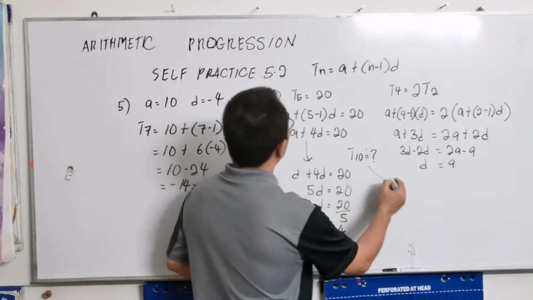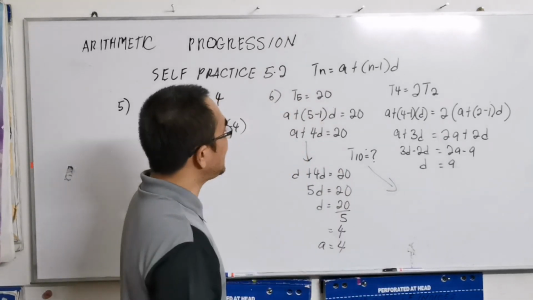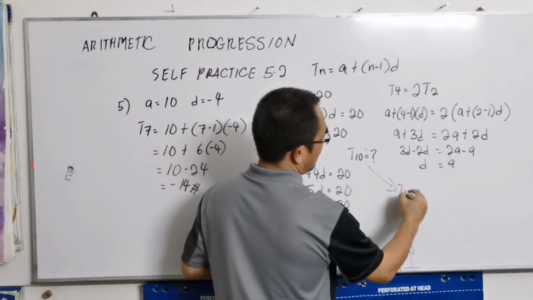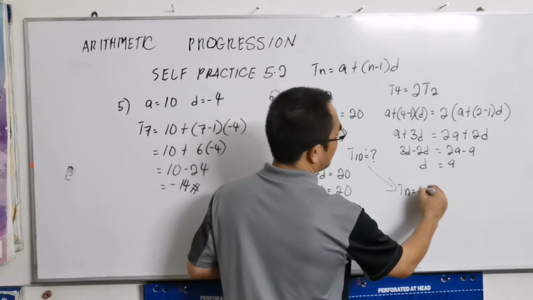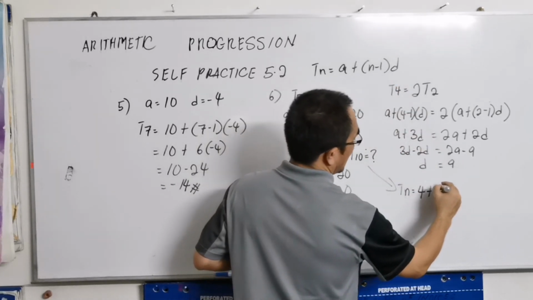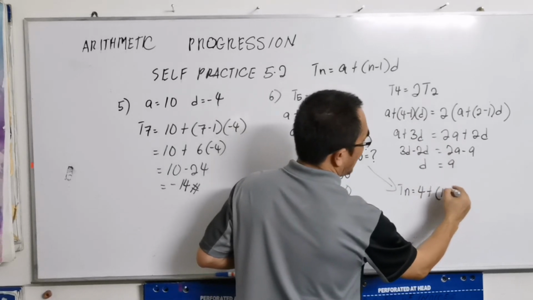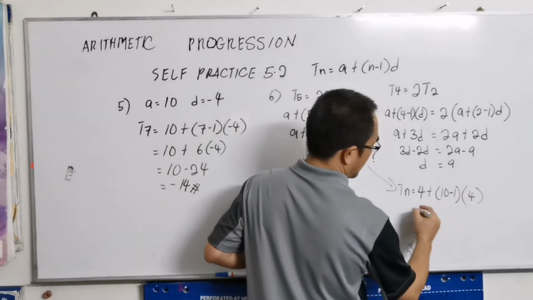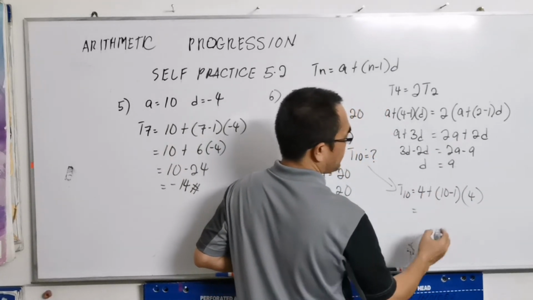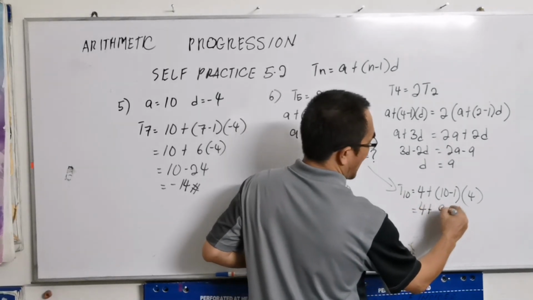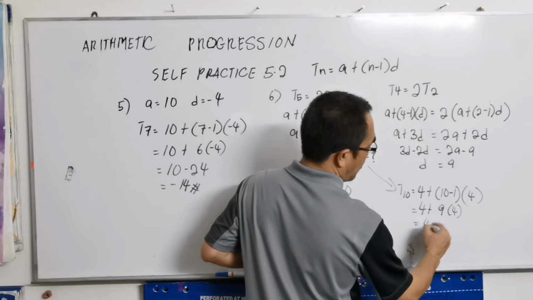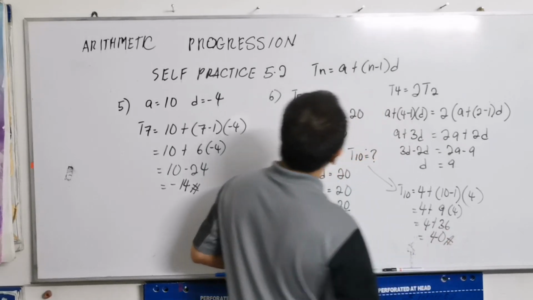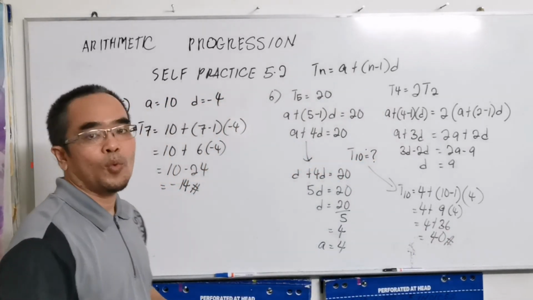So look at the question here. T10. T10 equals A plus, N is 10 here, 10 minus 1 times D. A is 4, D is also 4. So 4 plus 9D, so 4 plus 36 equivalent to 40. So that's the answer for the 6th question.